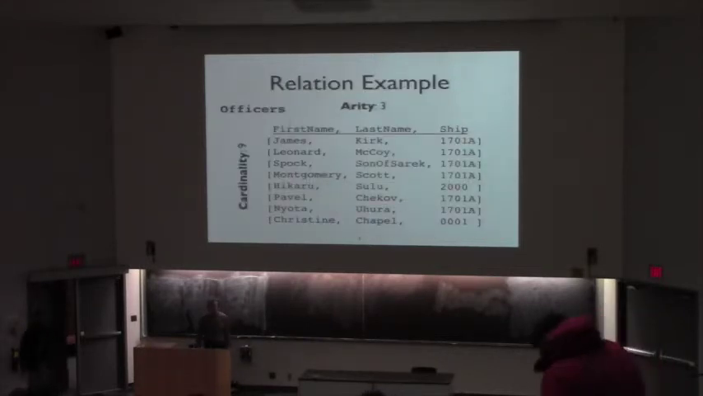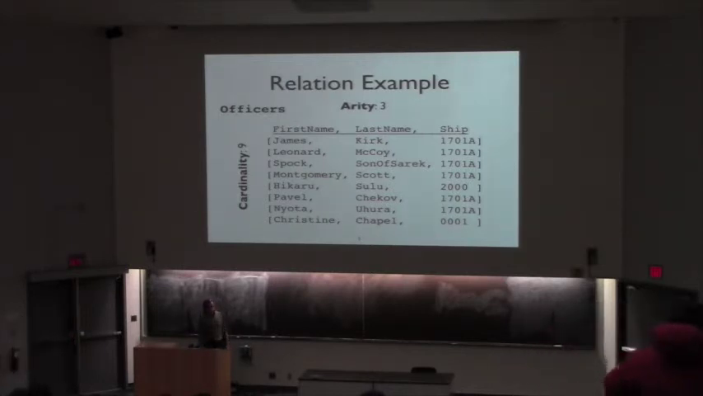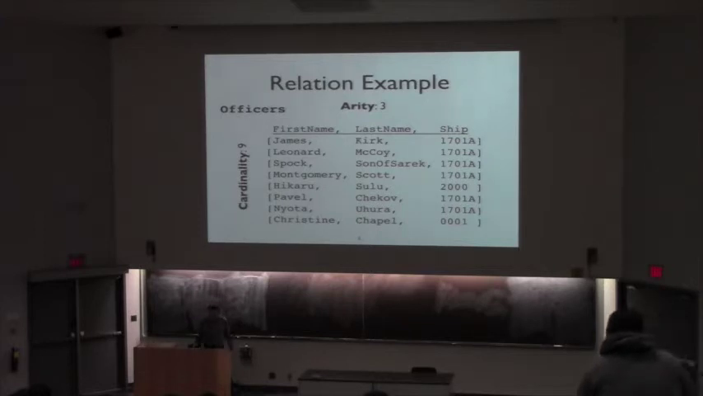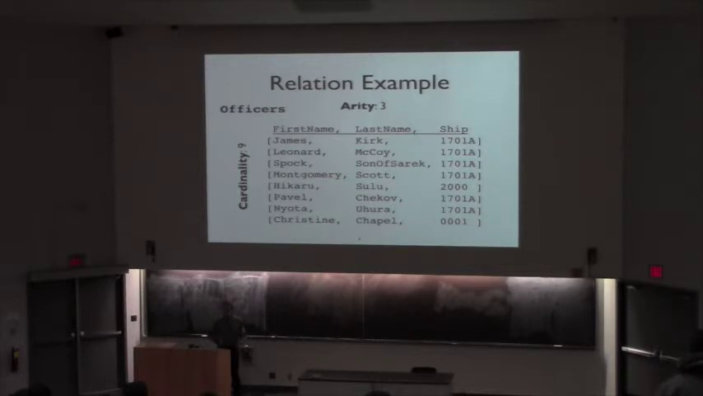To give you a concrete example, here is a list of Starfleet officers as a relation. The relation is called officers, and it has three attributes, first name, last name, and ship, and it has nine rows, each row corresponding to one entity. Obviously, it has a cardinality of nine rows, and it has an arity of three columns, three attributes. Any questions so far? Good.